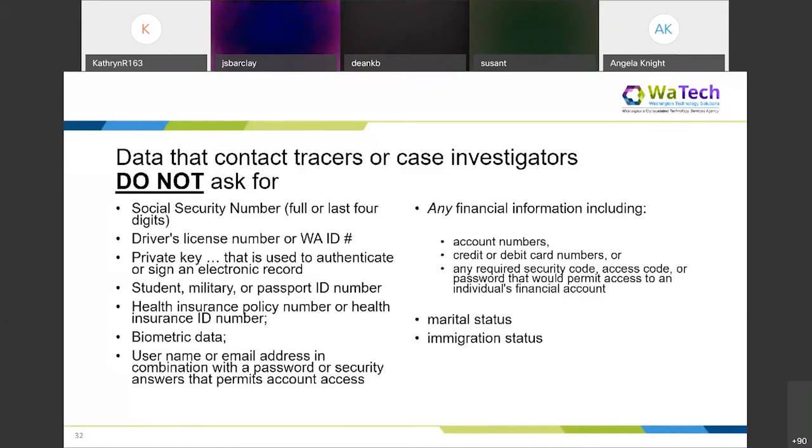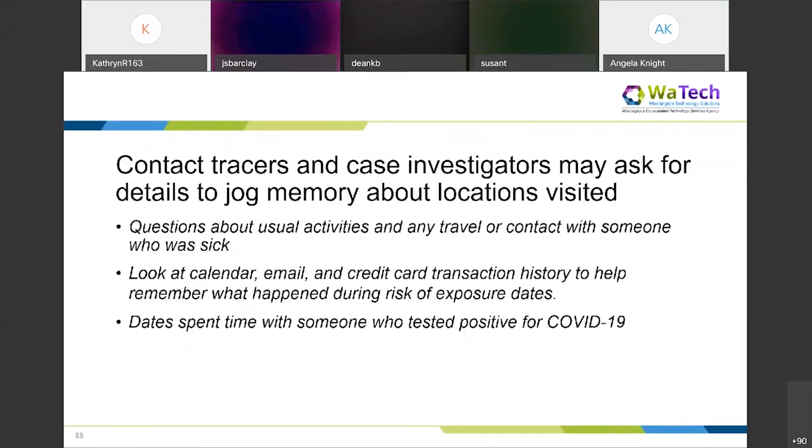But one piece that I do want to point out on the next slide is that contact tracers or case investigators may ask details to help people remember where they've been. That would include maybe asking somebody to look at their calendar, email, or credit card transaction history. That's really just looking at receipts to know the time and place you've been. Not any credit card number or anything like that is needed. It's just used to help people remember where they might have been so that they can track down all the places where there's potential contacts.